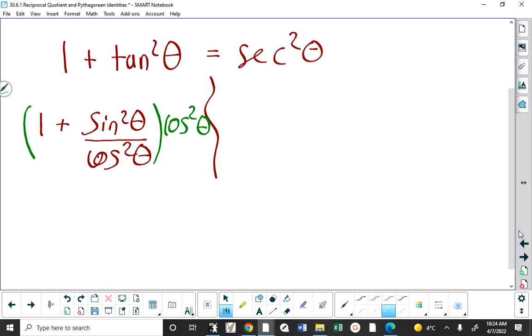I would distribute it properly. So what would I write? Cosine squared theta plus sine squared theta. Sine squared theta. Just a second here. Okay. You're making a mistake here that's not the same mistake you made before, but it's a huge, huge mistake.